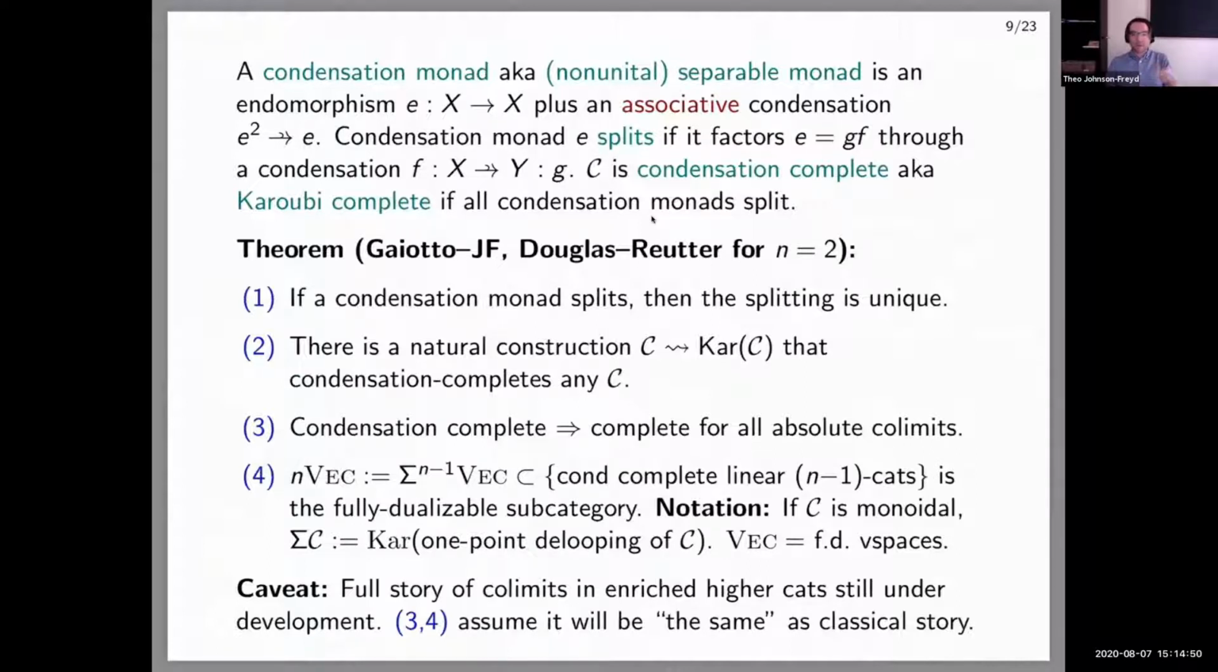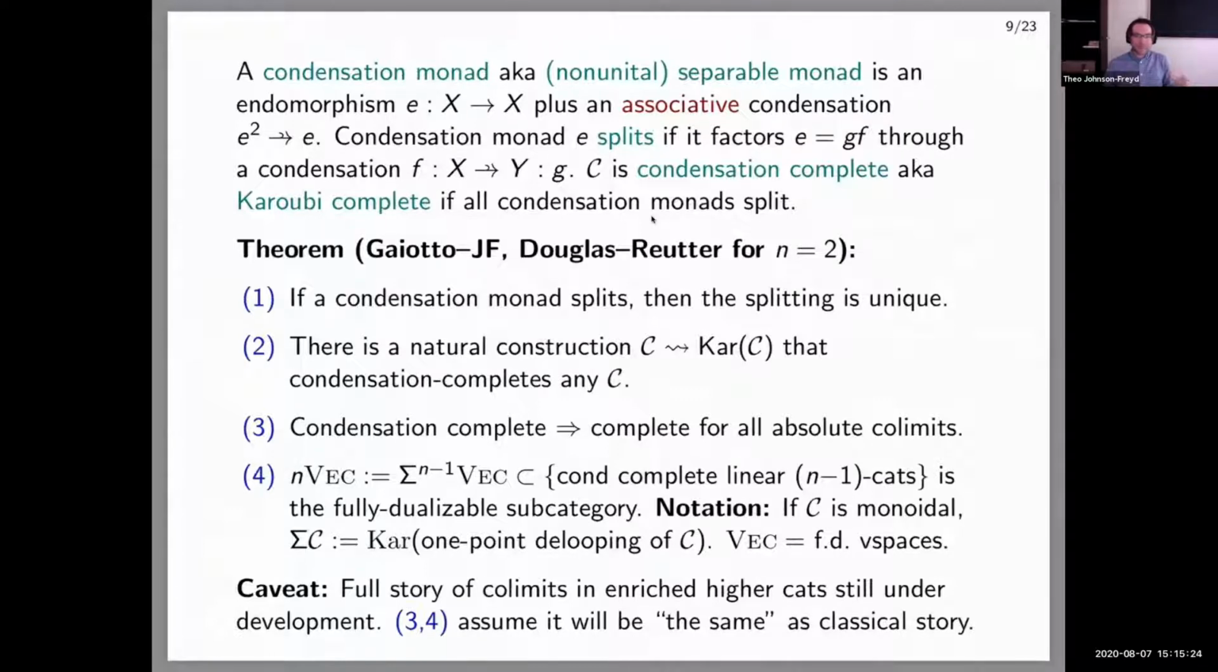And that produces another, a larger 2-category, which is what I'm going to call 2-vector spaces. Now you can repeat. You can take a 1-point delooping, and then you can complete it to get 3-vector spaces and so on. Our theorem is that this iterative construction produces the fully dualizable subcategory of all C-linear categories. And that's an important theorem in the second 2/3 of my talk. And I should put a caveat.